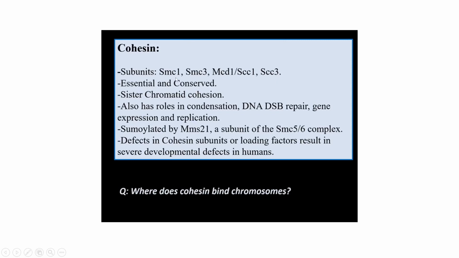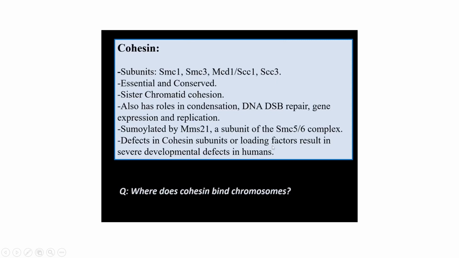So cohesin, as I told you, has SMC1 and SMC3, and the non-SMC subunits MCD1, SSC1, and SSC3. It helps in sister chromatid cohesion, and it is essential and conserved. Apart from cohesion, it also plays a role in the condensation process, as well as in DNA repair, gene expression, and replication. So cohesin plays a role in other ways too.